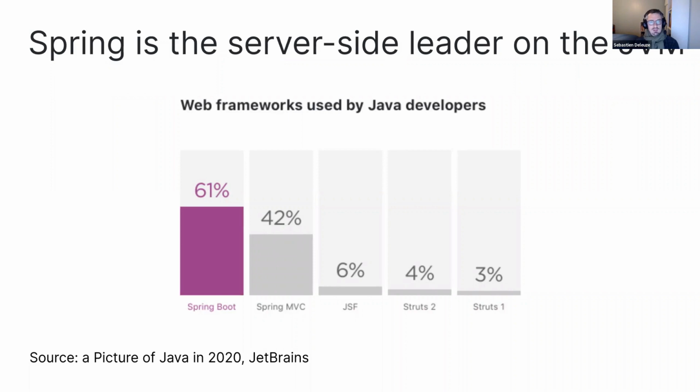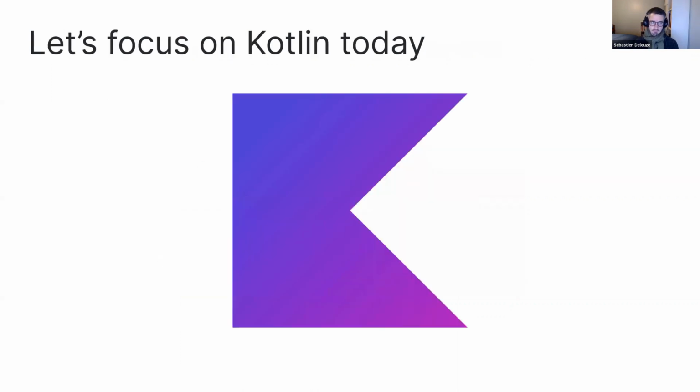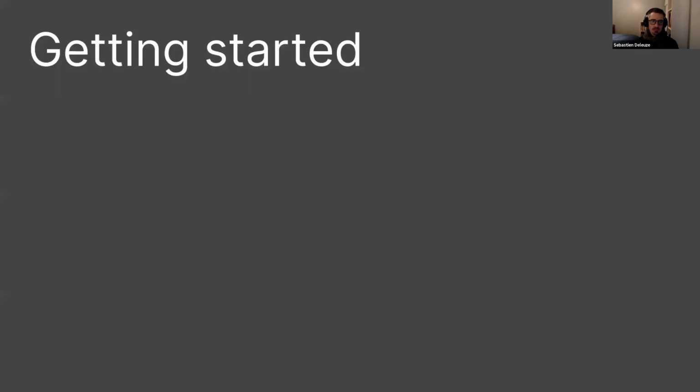As you may know, Spring is a server-side leader on the JVM. We have a huge number of Java developers using Spring Boot, but a lot of Kotlin developers are using Spring Boot as well. And I think Spring Boot is a major framework on the Kotlin side as well, even if I do not yet have concrete figures on that. We provide first-class support for both Java and Kotlin, and we really would like to focus on these two languages for the future. And today we are going to focus on the Kotlin side.